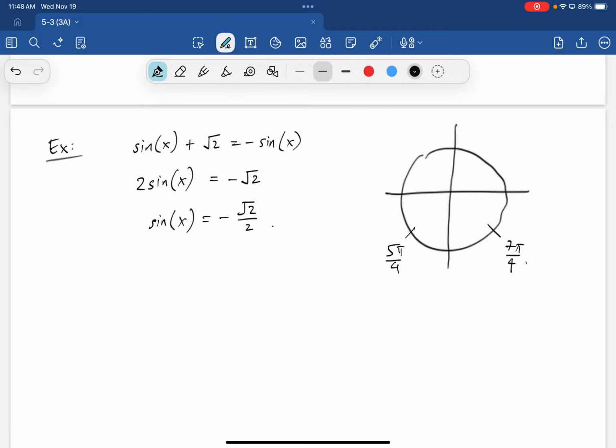Very similar to chapter 4 stuff. And so we would write our final answer as x equals 5 pi over 4 plus 2 pi n. And that would account for all the infinite solutions for any integer value of n. And then our second group of solutions would be 7 pi over 4 plus 2 pi n. And that would be our answer.